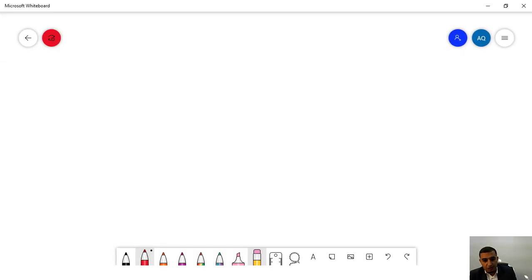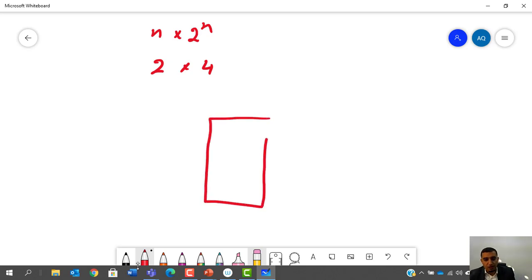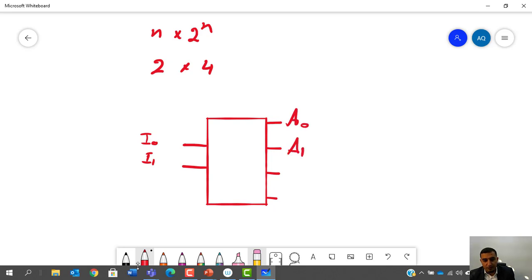if you have a 2x4 decoder, remember, the size of the decoder is n multiplied by 2 to the power n, where n is the size of the inputs. So if I have 2, it will be 2 to the power 2, which is 4. So a decoder will have 2 inputs, let's say I0 and I1, and it will have 4 different outputs, which are A0, A1, A2, and A3. Now, this is a 2x4 decoder.